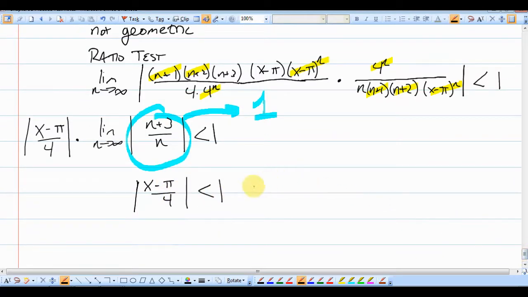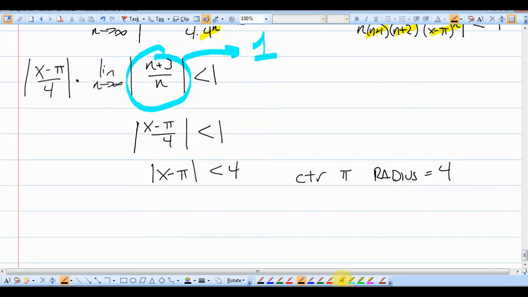And when you multiply both sides by 4, you get the absolute value of x minus pi is less than 4, giving us a center of pi and a radius of 4. And of course, the radius is what's being asked.